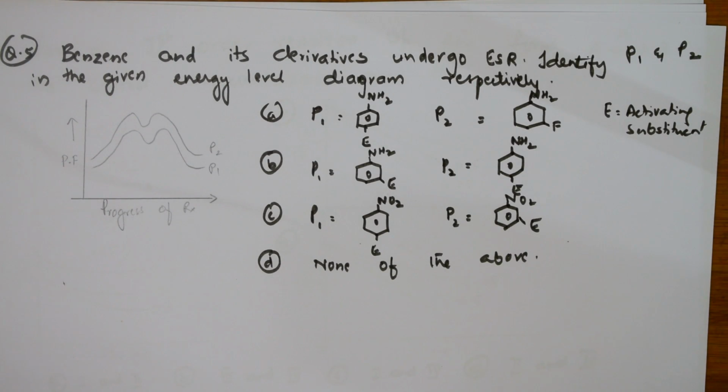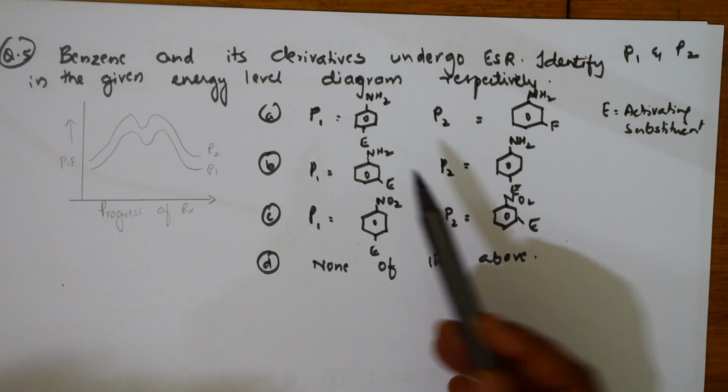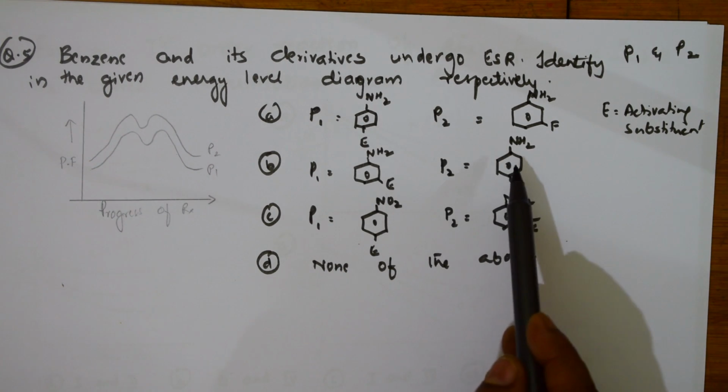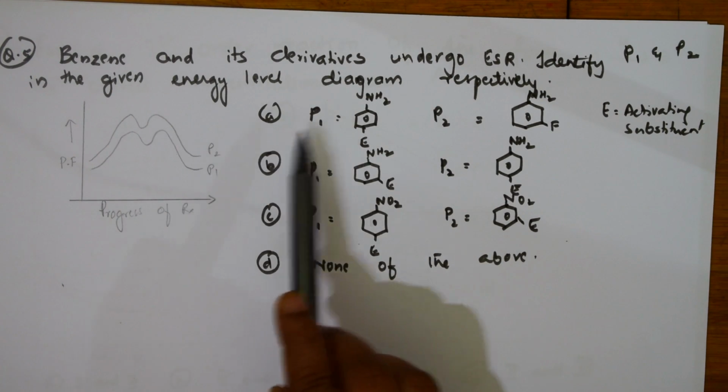Done. Next question, question number 5. What do they give me? They've given me that benzene and its derivatives undergo electrophilic substitution reactions. In one benzene ring there is an amine group, and in another they have a nitro group. Identify P1 and P2 in the given energy level diagram.